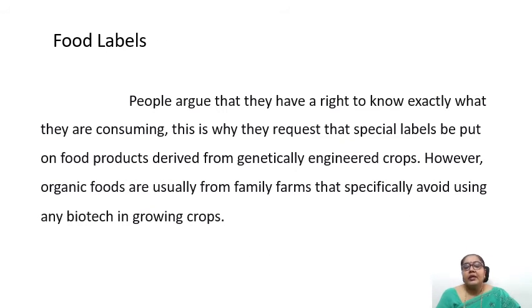So people argue that they have a right to know exactly what they are consuming. That is why they request that the labels tell you exactly what is there in the food products, whether it's a genetically engineered crop or it's by organic farming. Organic food usually comes from family farms, and that specifically avoids using any biotechnology in growing the crop. So they don't have to mention what they have used, because it's the normal regular food production that is involved in organic food. But for the rest, when you are using biotechnology, they are expected to tell on the label exactly what they have made use of.